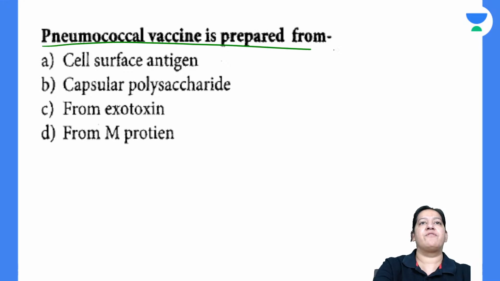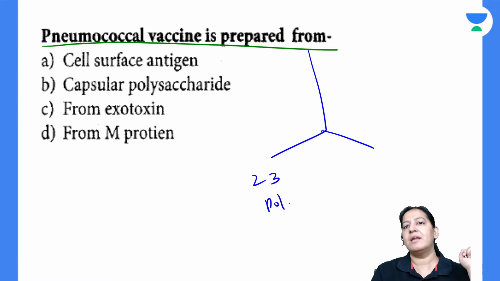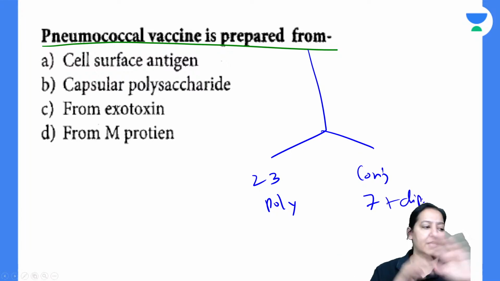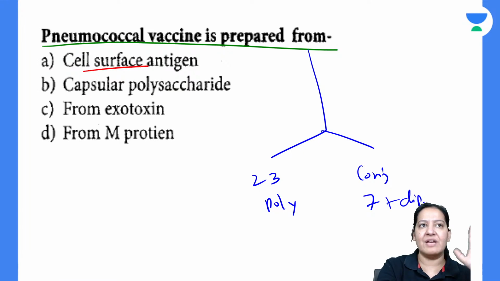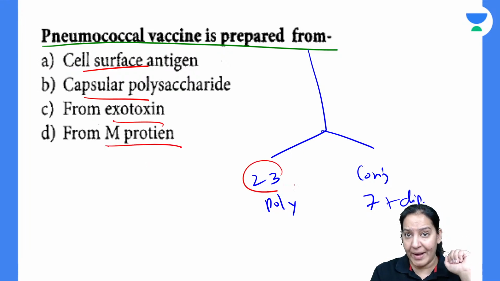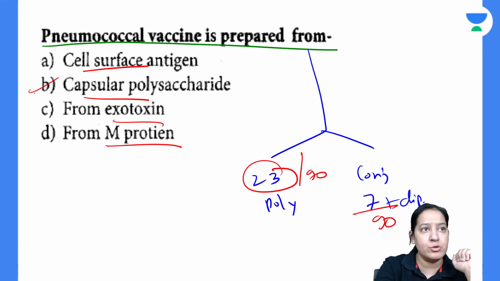Pneumococcal vaccine is prepared from. Vaccine हम किससे prepared करते हैं? There are 2 types of vaccines available in the market now. The 23 polyvalent vaccine and the conjugate vaccine, which contains only 7 serotypes along with diphtheria. So what do we prepare it from? Cell surface antigen, capsular polysaccharide, exotoxin, or M protein? The 23 types out of 90 or the 7 types out of 90 are the capsule ke types. So we prepare it from the various types of the capsule.